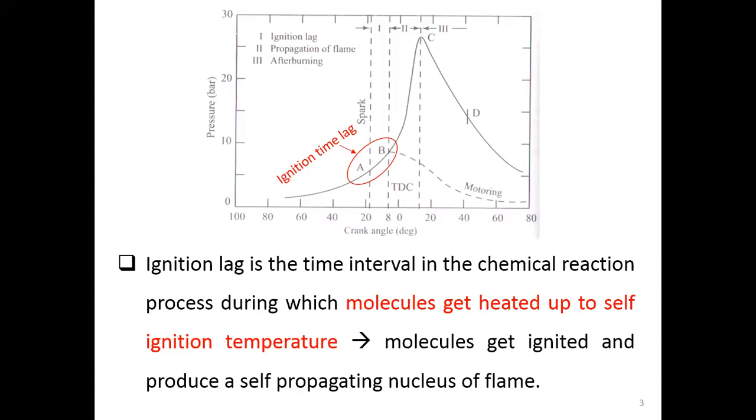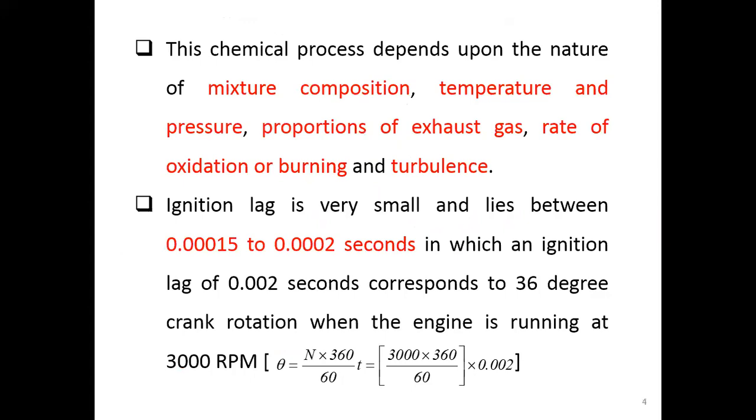And then that means it's now going to produce a self-propagating nucleus of flame here. Okay, so since it depends on the chemical reactions that happen, let's look at what the chemical process depends on. The chemical process that happens depends upon the nature of the mixture composition, how well we can mix the air and fuel, and what the proportions between air and fuel are in our mixture. It depends on the temperature, compression and pressure.